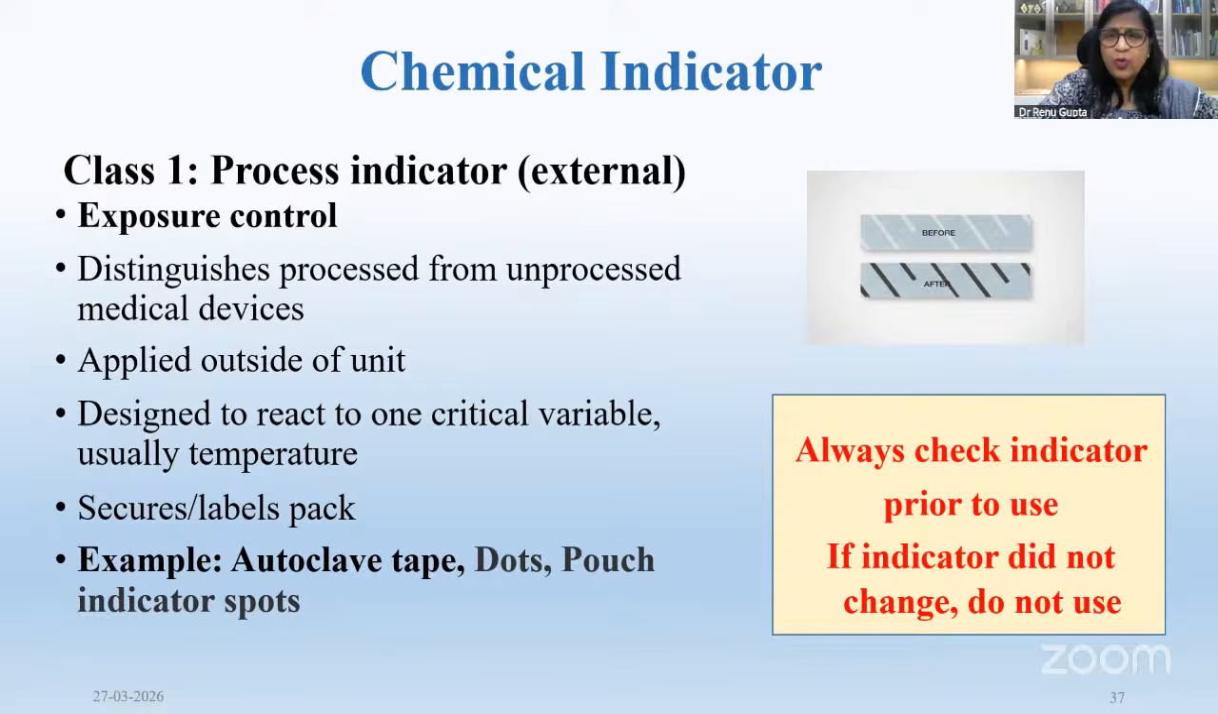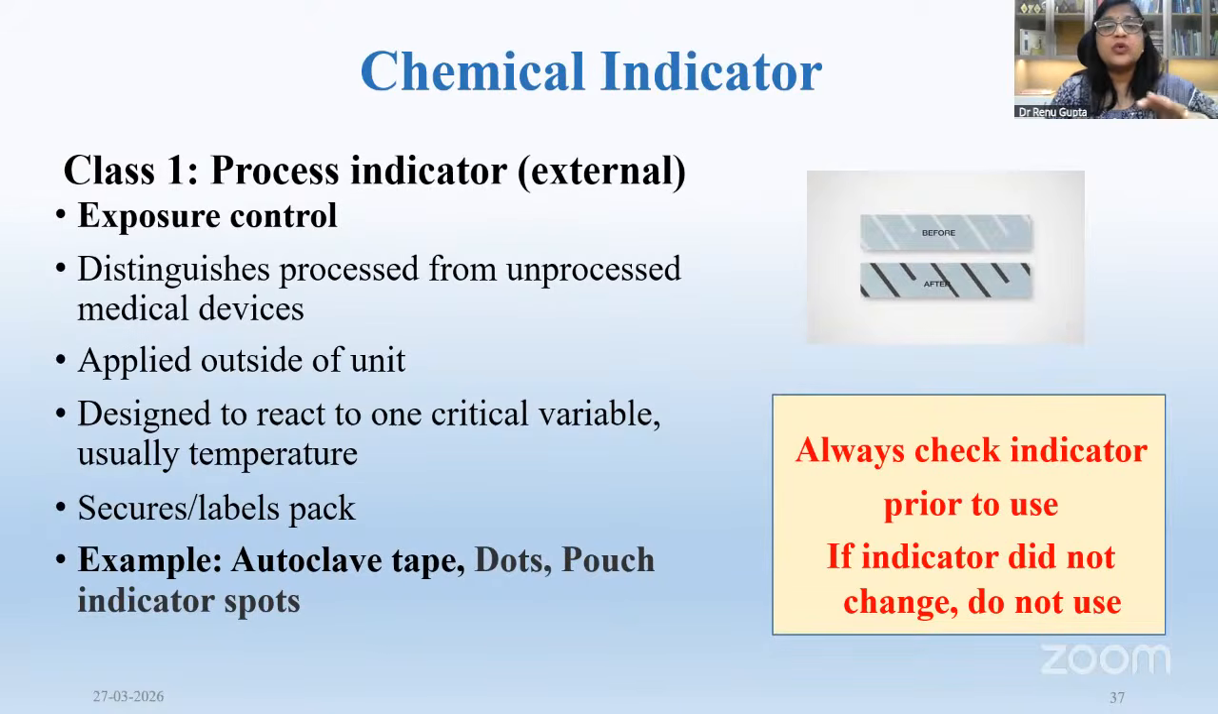One very important thing I want to tell you: these autoclave tapes are to be put on the outside of our load. If it is a drum which is going inside the autoclave, they have to be put on the outside. They should never be put inside. They cannot be put inside a tray. They have to be put outside, so they are also called external indicators. They just tell you, yes, your tray has been exposed to steam.